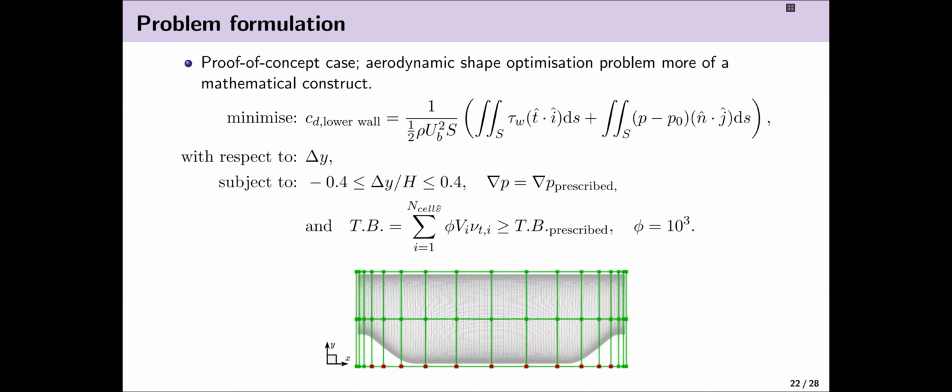And then we have some constraints. So the constraints are in terms of the geometry, so the maximum amount it can be deformed. We have a prescribed pressure gradient because the flow needs to be driven by something. So we need to get a bulk velocity. And then we have another constraint about the turbulence variables to ensure the flow is very turbulent, otherwise the optimizer will tend to just turn this into a channel, in which case we remove all separation in the flow.